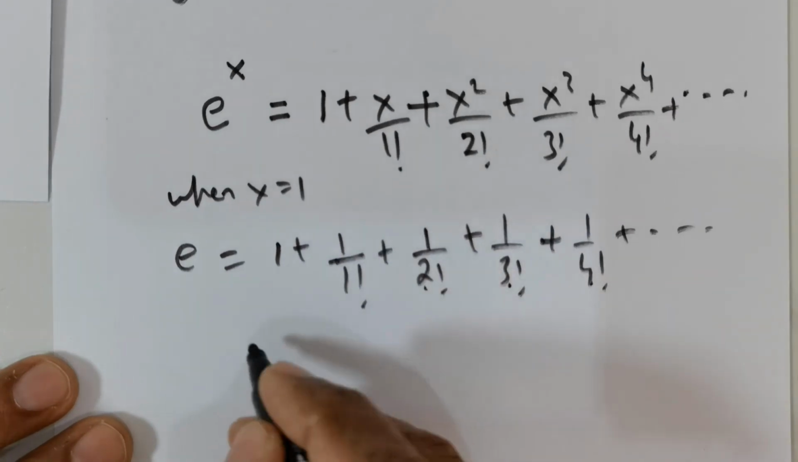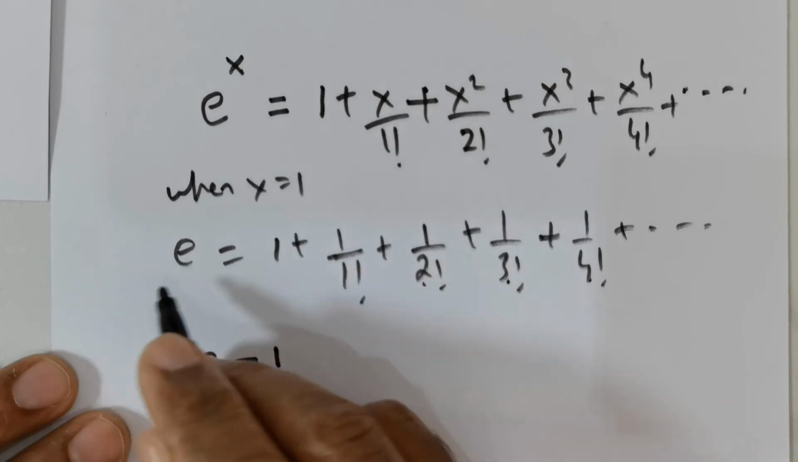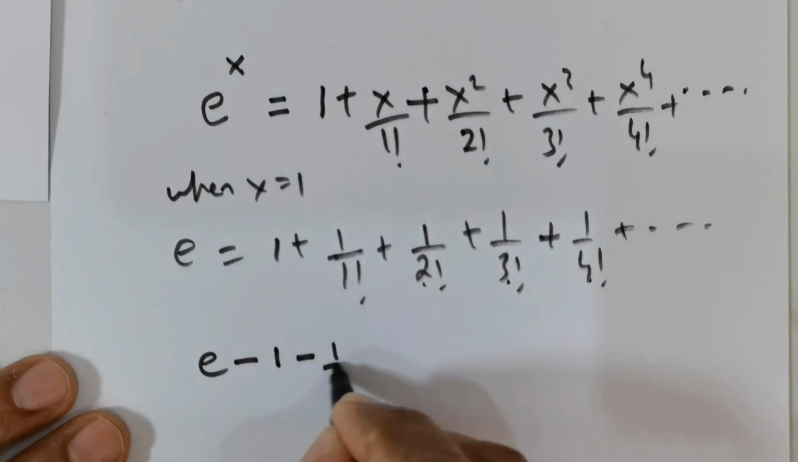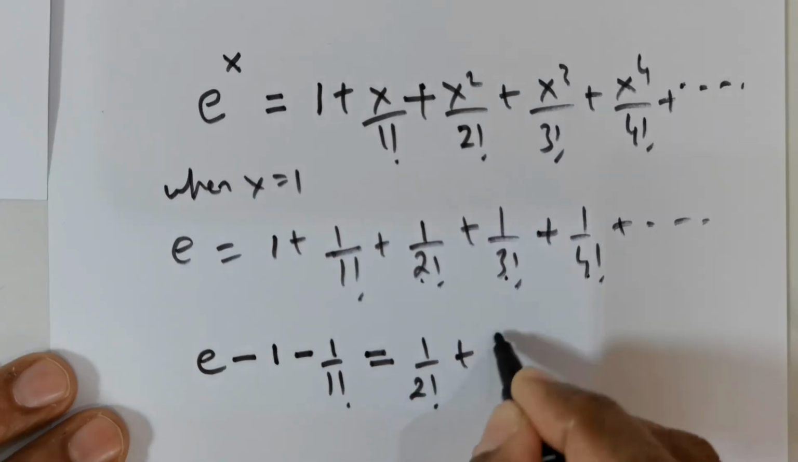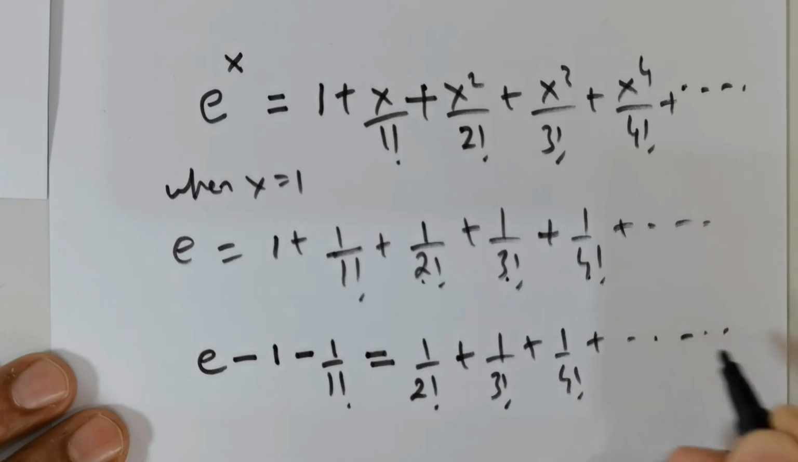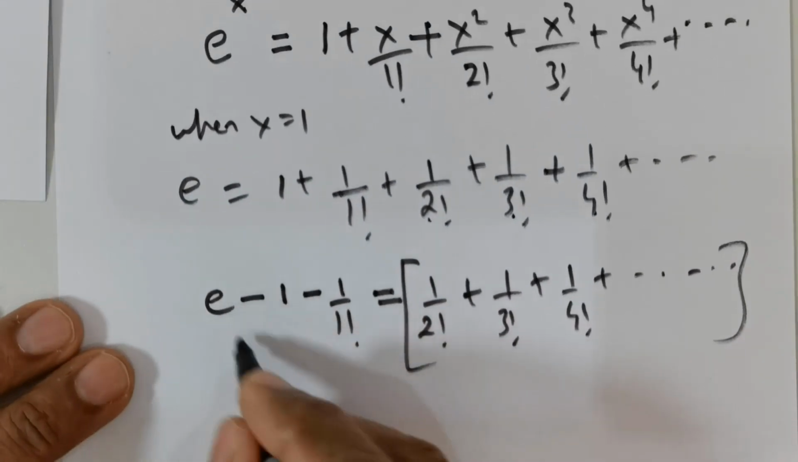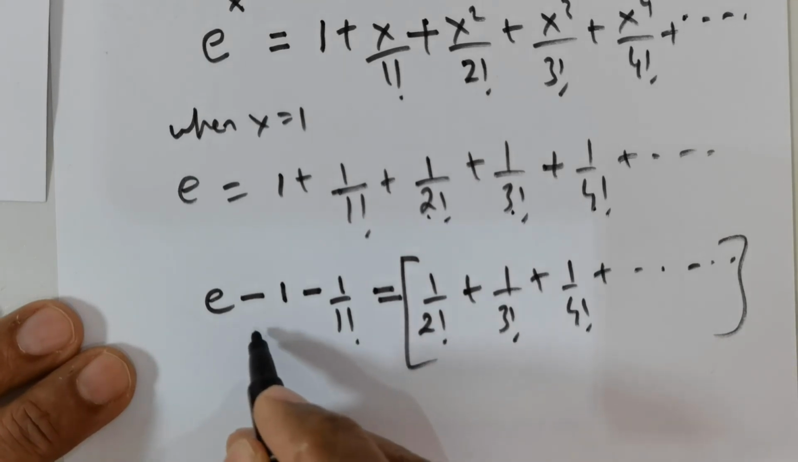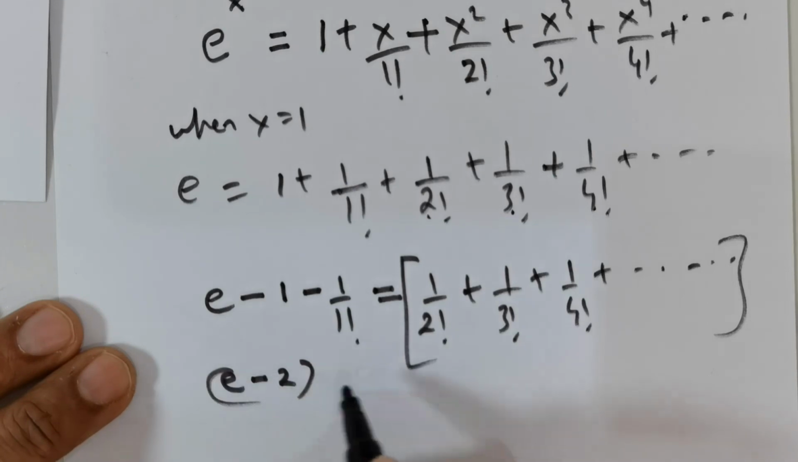So this can be rewritten as e minus 1, I'm bringing this to the other side, minus 1 over 1 factorial. This is equal to 1 over 2 factorial plus 1 over 3 factorial plus 1 over 4 factorial plus etc. Okay. So in place of this, I will substitute this. Now what is this? This is e minus 1, minus 1. That's e minus 2. Okay.